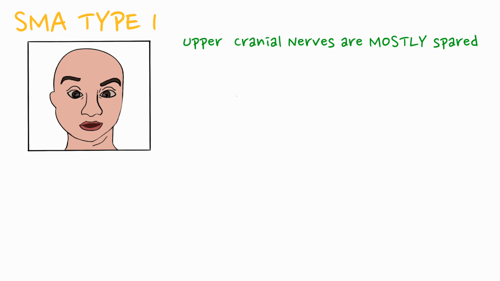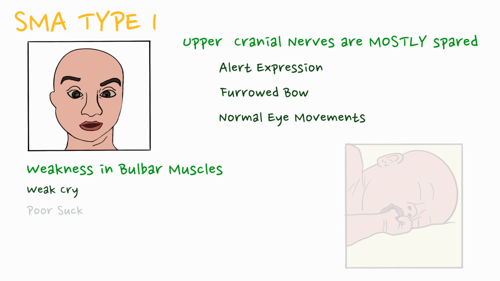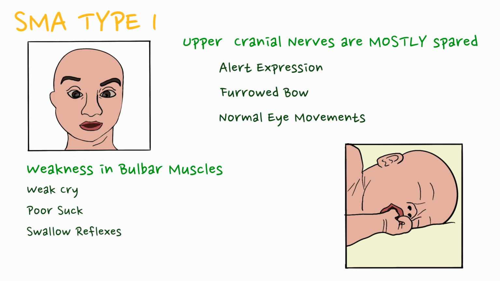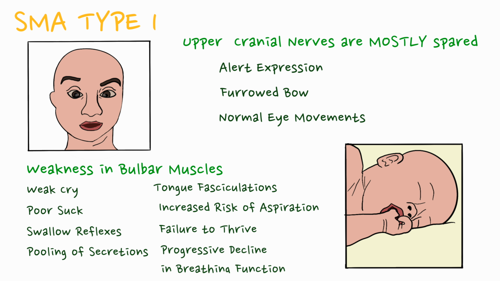Despite these motor challenges, the upper cranial nerves are mostly spared, leading to an alert expression, furrowed brow, and normal eye movements. However, weakness in the bulbar muscles causes a weak cry, poor suck and swallow reflexes, pooling of secretions, tongue fasciculations, and an increased risk of aspiration and failure to thrive. As the disease advances, respiratory muscle weakness results in a progressive decline in breathing function.